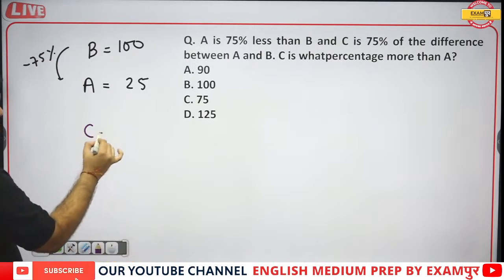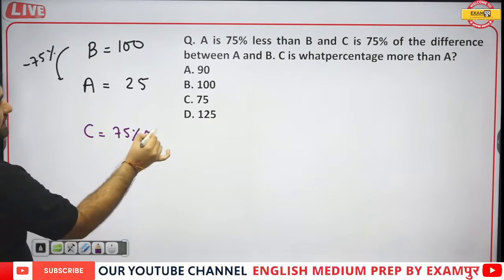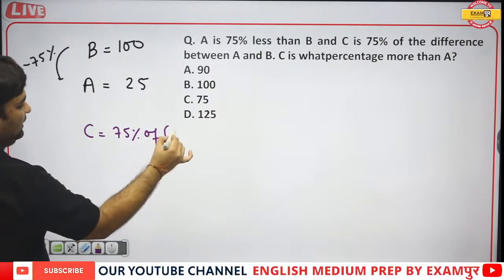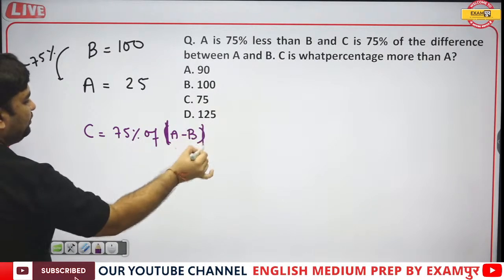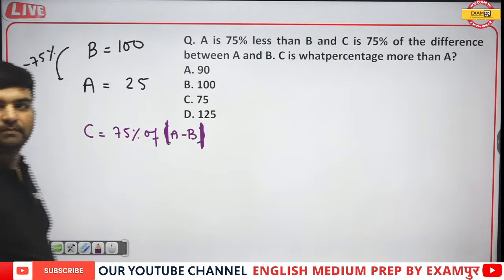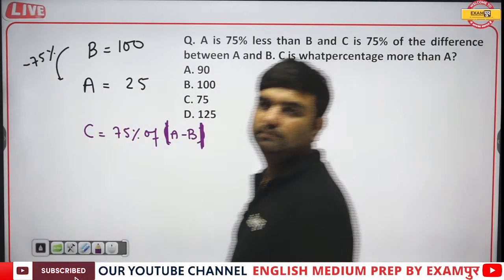And C is 75% of the difference between A and B. Only the difference is important. Apply the mod. Okay?